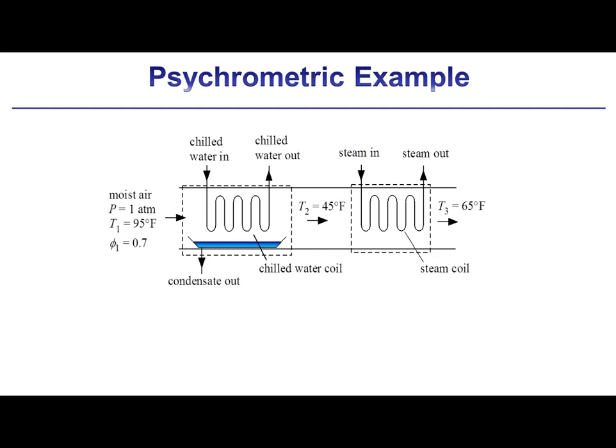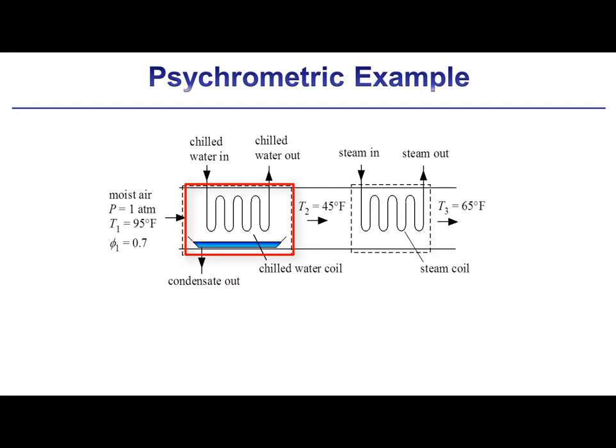So this is an air conditioning system. Hot, humid air is drawn into the system with a volumetric flow rate of 100 CFM. The temperature of this hot outdoor air is 95 degrees Fahrenheit, and it has a relative humidity of 70%. In order to provide a comfortable environment, the air must be both cooled and dehumidified, and therefore the air first passes over a chilled water coil in order to cool it and dehumidify it.